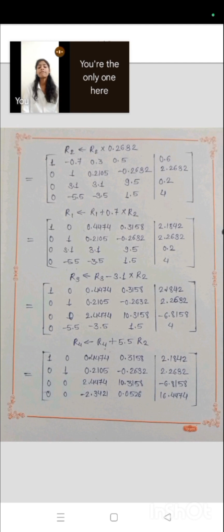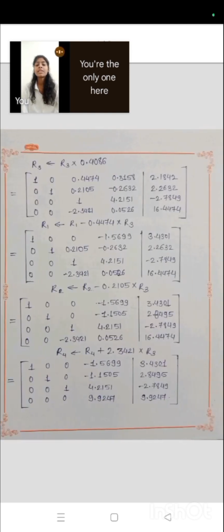And again we put the operation in column 5. R4 value is 4 and R2 value is 2.2692, and we put the operation in those values and the value will be 16.4474. Again we put the operation in R3. R3 is equal to R3 into 0.4086, and we apply the operation only to the R3 value.